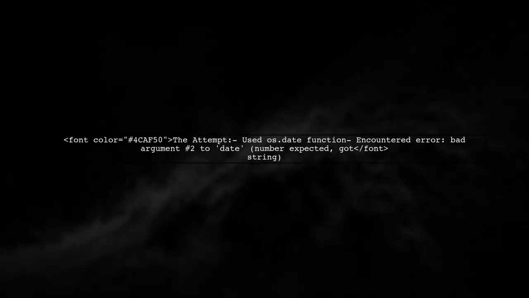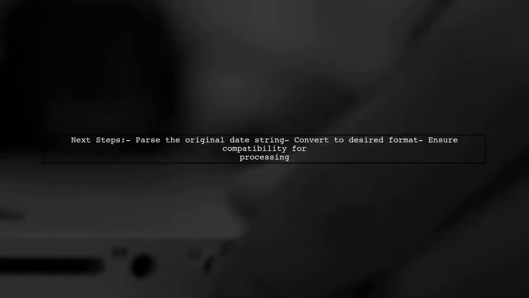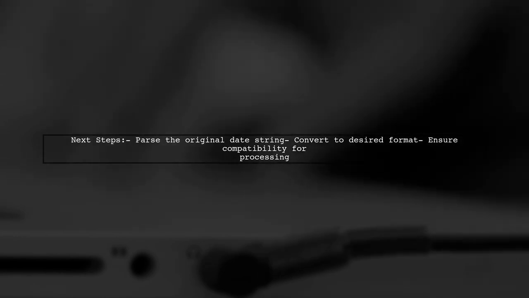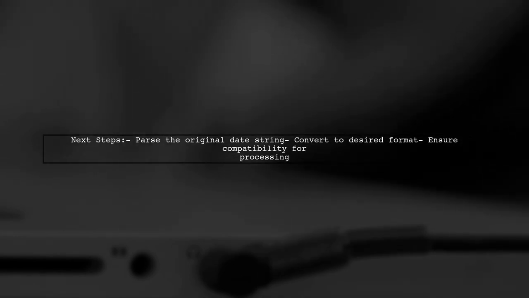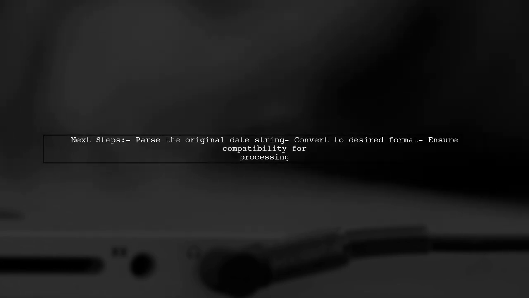They've tried using the os.date function, but encountered an error indicating that the input is a string rather than a number. This suggests that some parsing is necessary before they can successfully format the date. In this video, we'll explore how to parse the original date string, convert it into the desired format, and ensure that it can be processed by the application. Let's dive in and find a solution together.